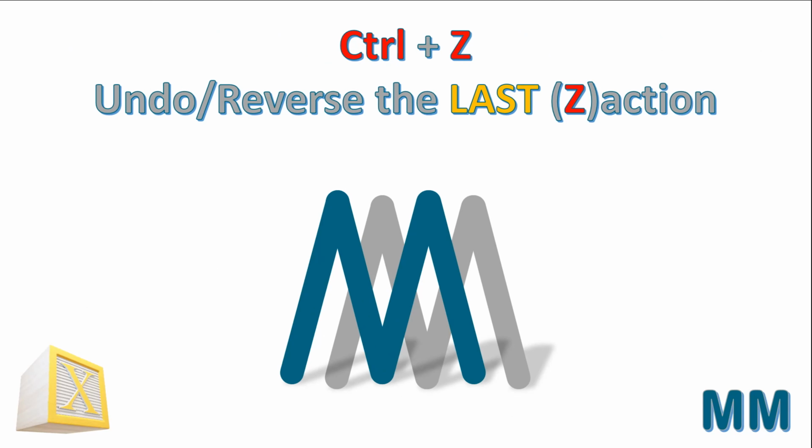The CTRL Z, thinking about the A to Z action, so the Z will be the last action. If you want to undo or reverse it, you can use that CTRL Z. So let me think that I made a change, and then I realized that that change is not perfect, or is not what I actually need or want to have. What I can do is to press on CTRL and Z, and that will reverse my last action.